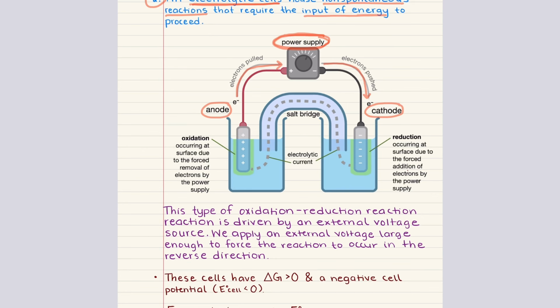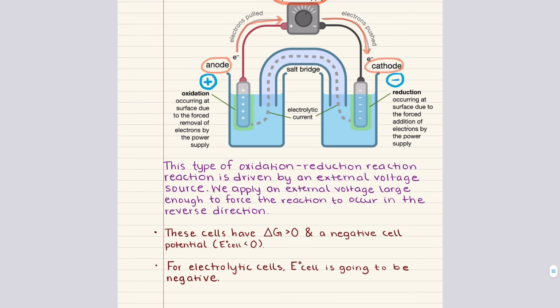Because electrons are being pulled away from the anode by the power supply, the anode becomes the positive terminal. And then the cathode becomes the negative terminal because electrons are being forced into it. The important takeaway is that in an electrolytic cell, the cell potential is negative under standard conditions. A negative E cell corresponds to a positive Gibbs free energy change, which means the reaction is non-spontaneous.